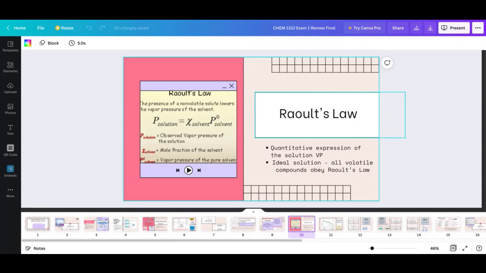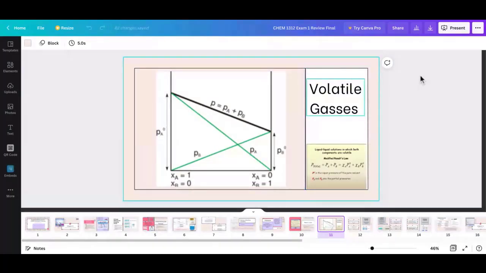Next, we're going to talk about Raoult's law, which is the quantitative expression of the solution vapor pressure, where P solution, according to the picture on the left, is the observed vapor pressure of the solution, which is equal to the mole fraction of the solvent times the vapor pressure of the pure solvent itself. And in many cases, this can be shown with more added gases. So as you see on the left here, if you have more than one gas in the solution, you can add them together, and it'll give you a P total, as the bottom right shows.